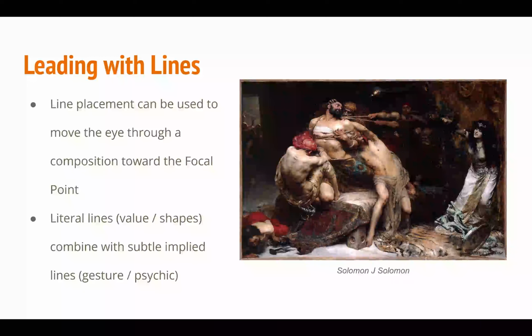You'll have multiple focal points, multiple parts of the image you might want the viewer to look at, and so these lines can lead the viewer through the image in the way you want them to. So literal lines combined with subtle implied lines can give you that kind of ability to control or map or direct traffic through your image.